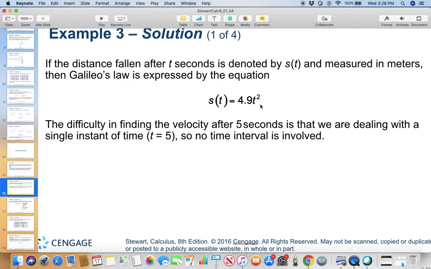Okay. The difficulty in finding the velocity after 5 seconds is that we are dealing with a single instance of time, t = 5. So velocity means speed. Speed means distance over time taken. But at a fixed time, you don't have an interval of time taken, you see. So this is like the tangent problem. You have only one point. You don't have 2 points.